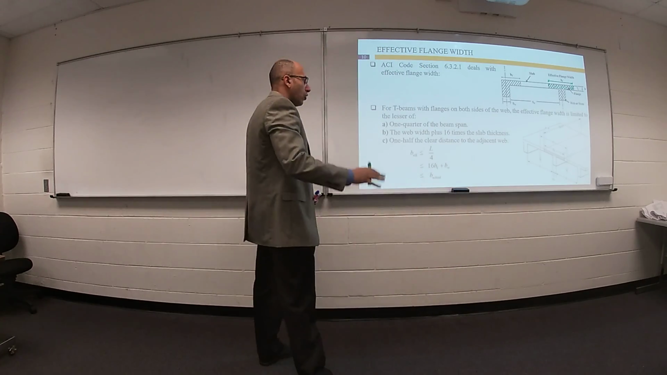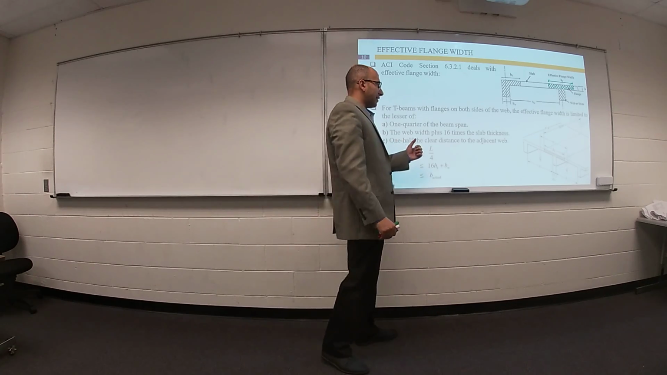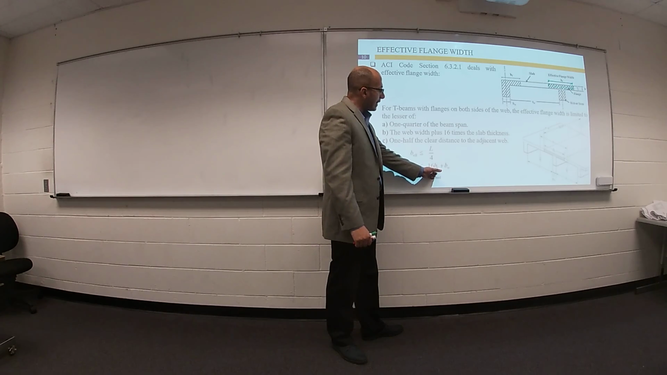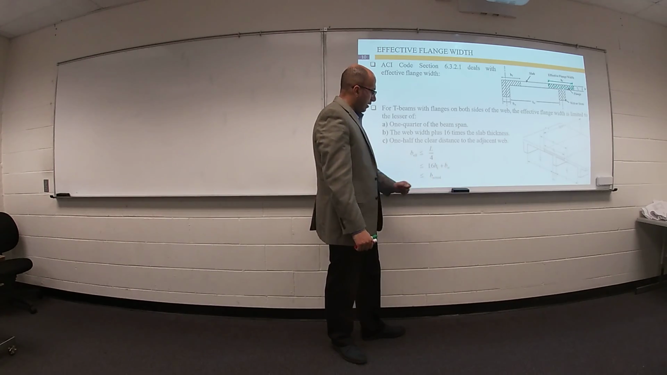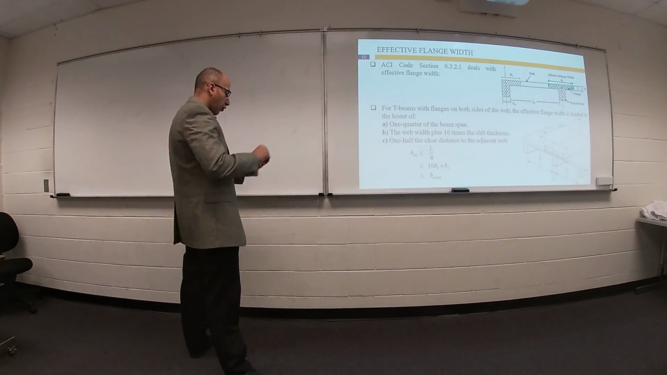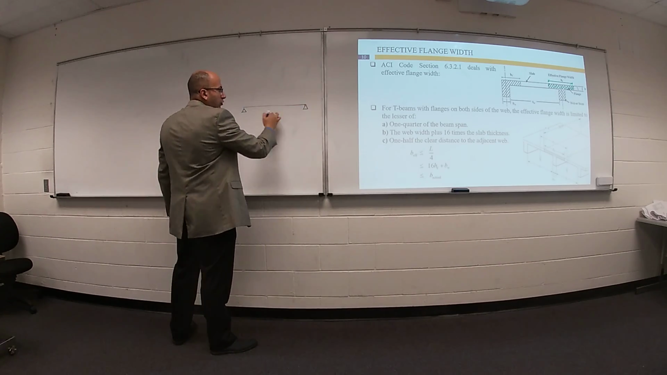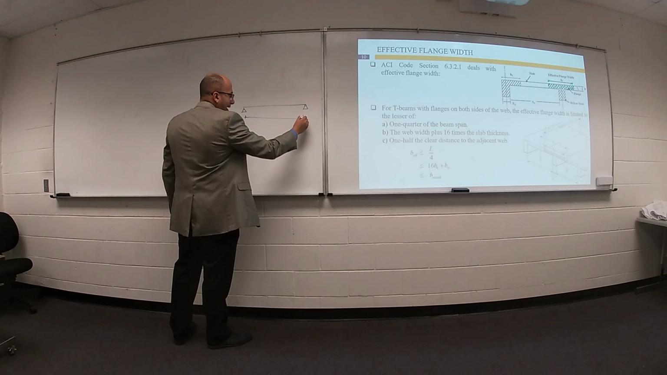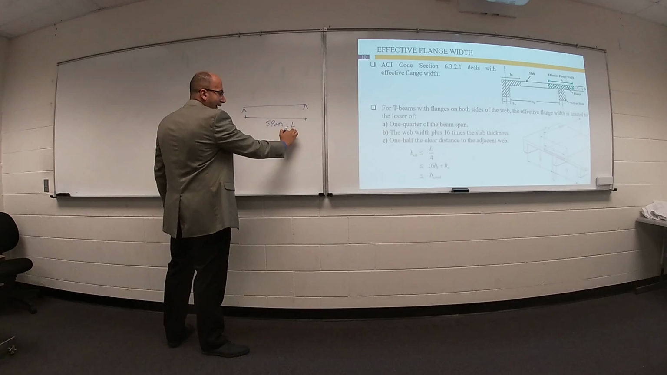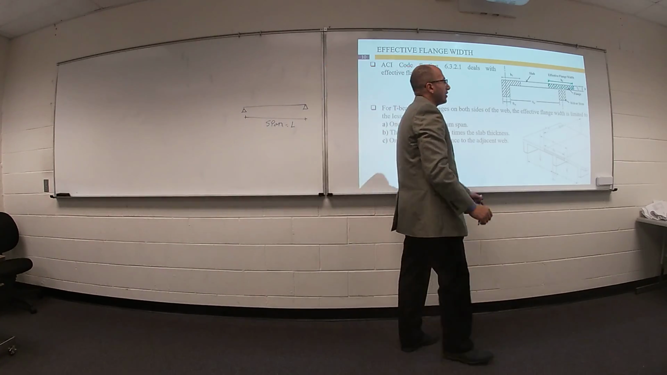According to ACI, we have 3 different values for this b effective: quarter span, 16 t slab plus b web, or b actual center to center. Okay, your beam is supported between 2 columns, and this beam has a span equal to L. If you divide this L by 4, you can get a value for b flange or b effective.